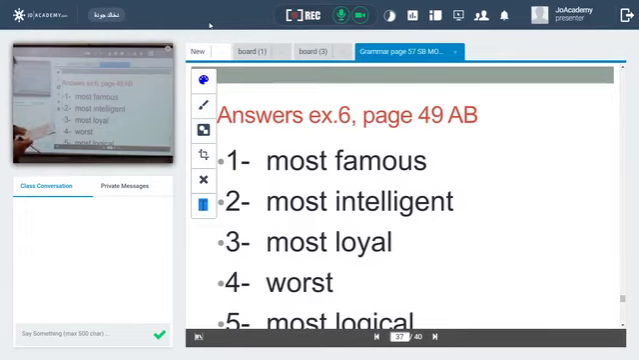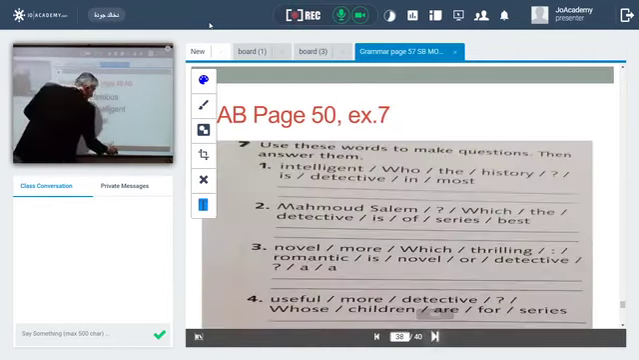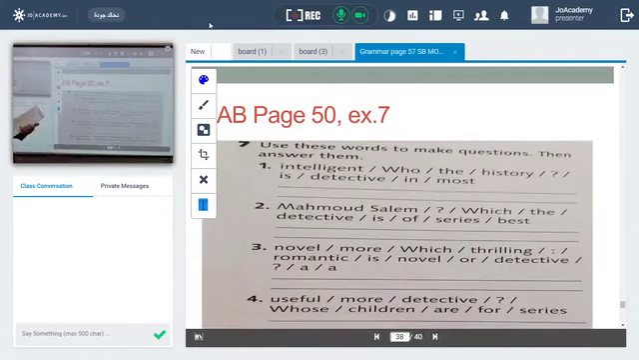These are the answers to exercise number 6, page number 50. Okay. Before we end, we have number 7, page number 50, exercise number 7. Use these words to make questions, then answer them. So we need to make these words into questions. Then we need to answer them.